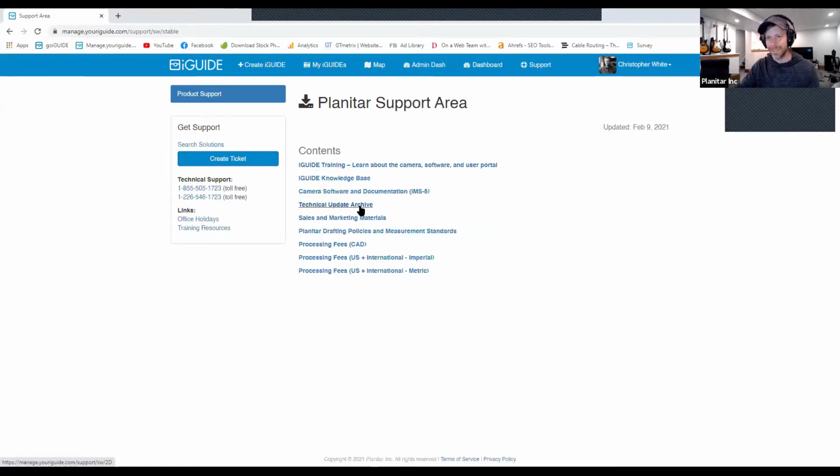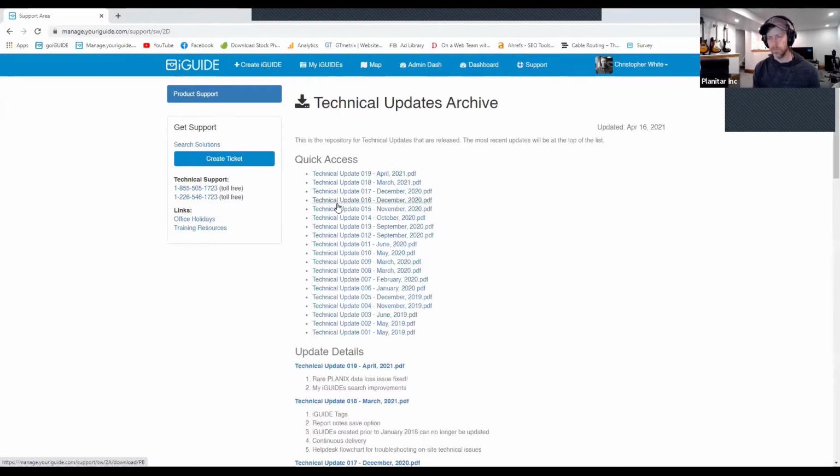Tech updates. Either way, when you go to the Iguide user portal, if you click on support in the top menu bar, you've got create Iguide, my Iguides, and so on. Support will be there. You click it, and then you're going to get a list of stuff. And one of those things is the technical update archive. So when clicked, you will see a list of all the technical updates. The one that was sent today isn't here, but I've loaded it up separately so I can show you guys that one first.